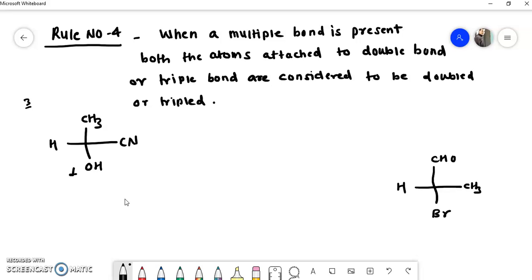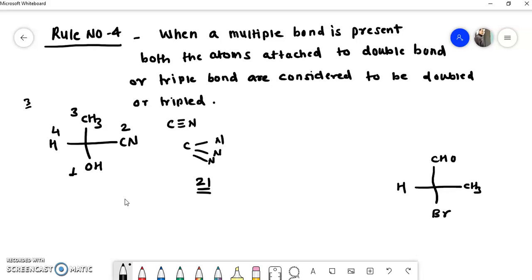Here this carbon is attached to nitrogen. Now this rule number 4 says, see the bonding between carbon and nitrogen, we know that there is a triple bond. So if 3 bonds are there, then we have to consider 3 nitrogens like this. That means atomic number of nitrogen is 7, so 7, 7, 7. So the sum will be 21. First priority is to this oxygen, second priority will go to this carbon, third priority will go to this carbon, and fourth priority will go to the hydrogen. So this is the rule.